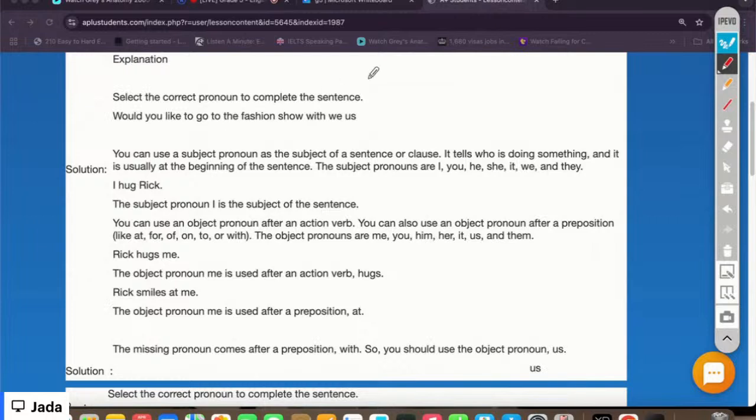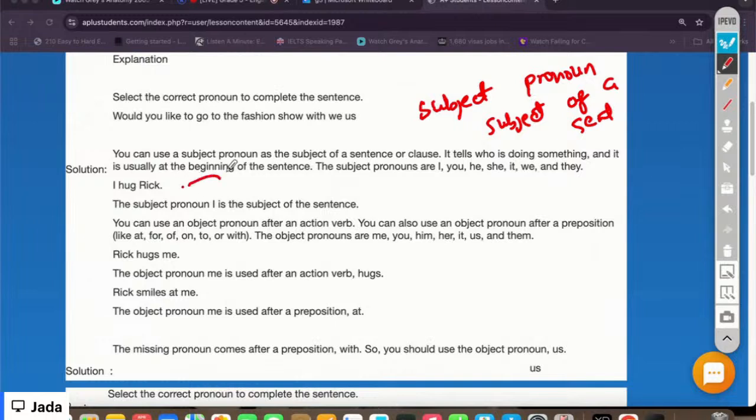Alright, so you can use a subject pronoun as the subject of a sentence or clause. So a subject pronoun goes as the subject of a sentence. It tells who is doing something and it is usually at the beginning of the sentence.